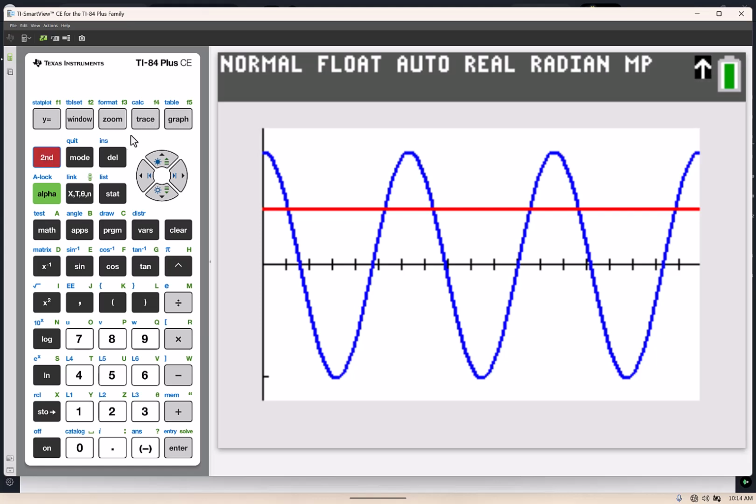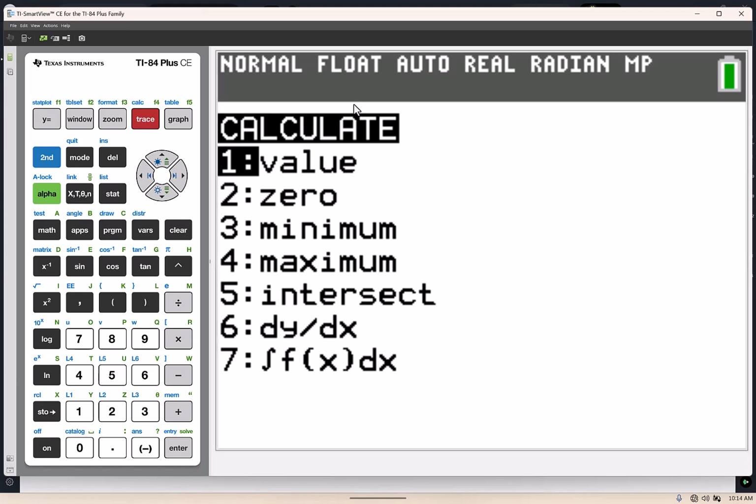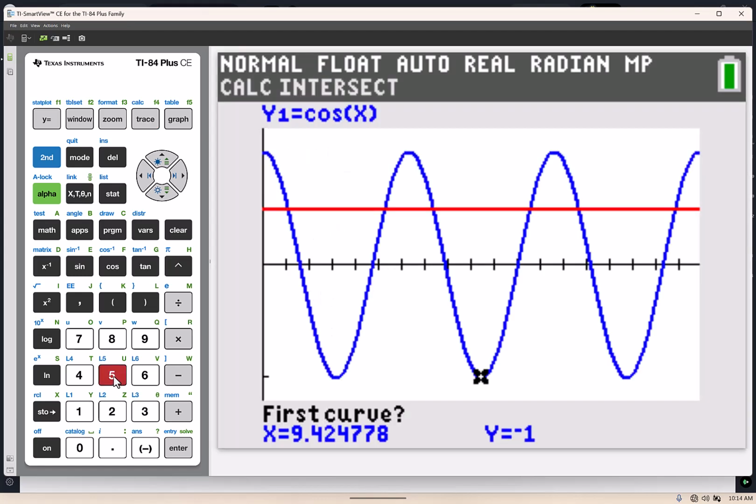So push second trace, and these are all the commands that the calculator can do. Which one am I going to look for? Intersect, number 5. It's going to say first curve. You only have 2 curves in there. Enter twice. First curve, enter. Second curve, enter. It tells you the red one, or mine is red because it's colored here.